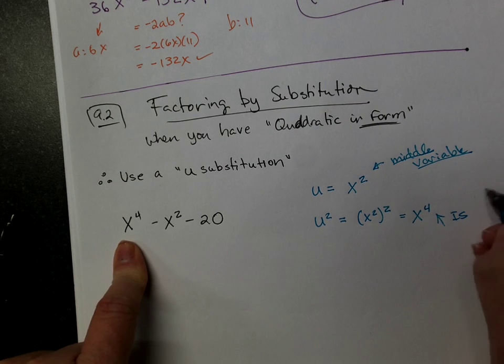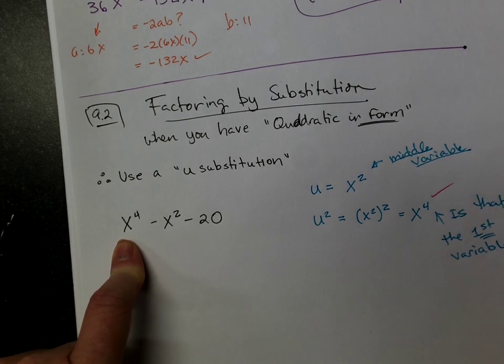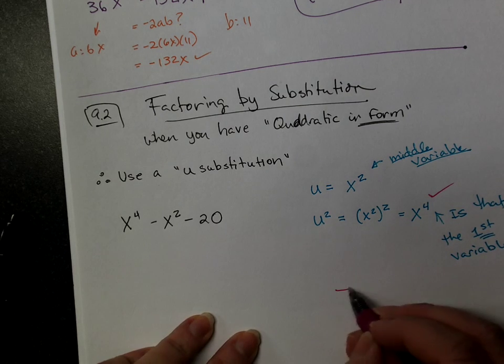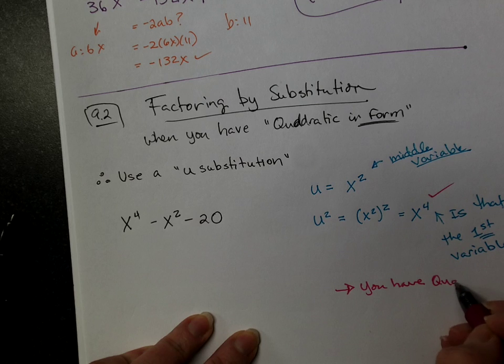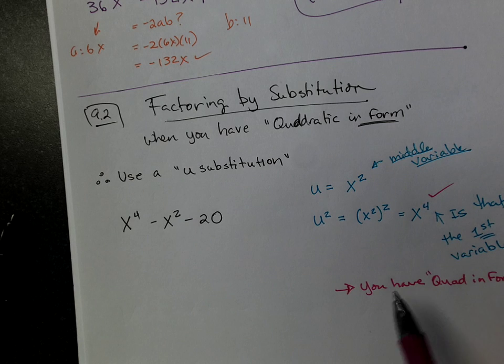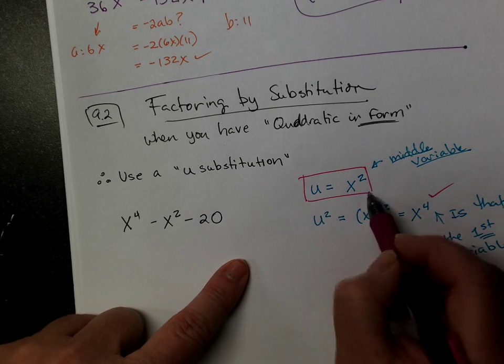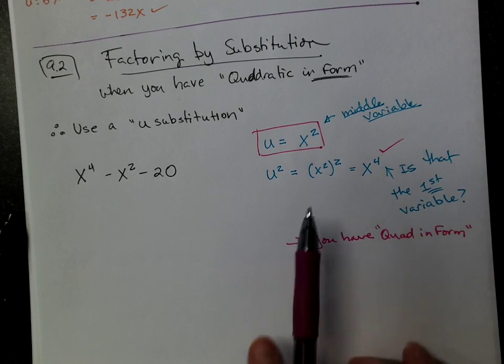Is that the first variable? The first variable is the question, and it is. Okay. And so check. That means you have quadratic in form, and I'm just going to abbreviate that as quad in form. And if that is true, if you square both sides and you get the first variable, then this is going to be your U substitution. So put a box around it. That's the only one you need now.